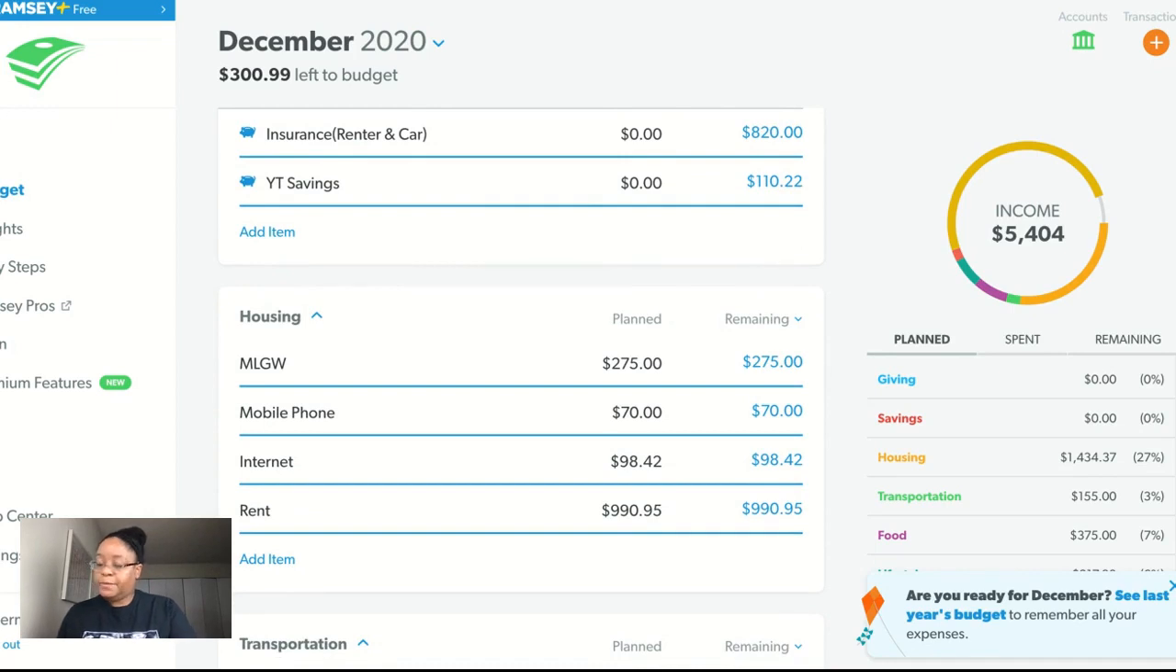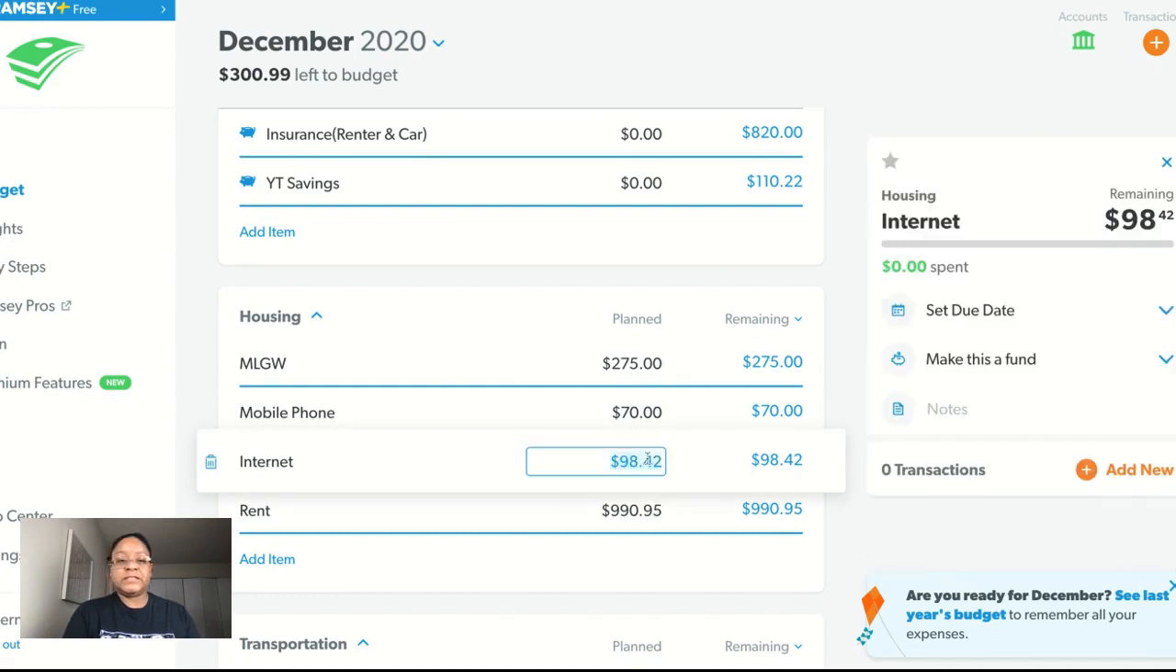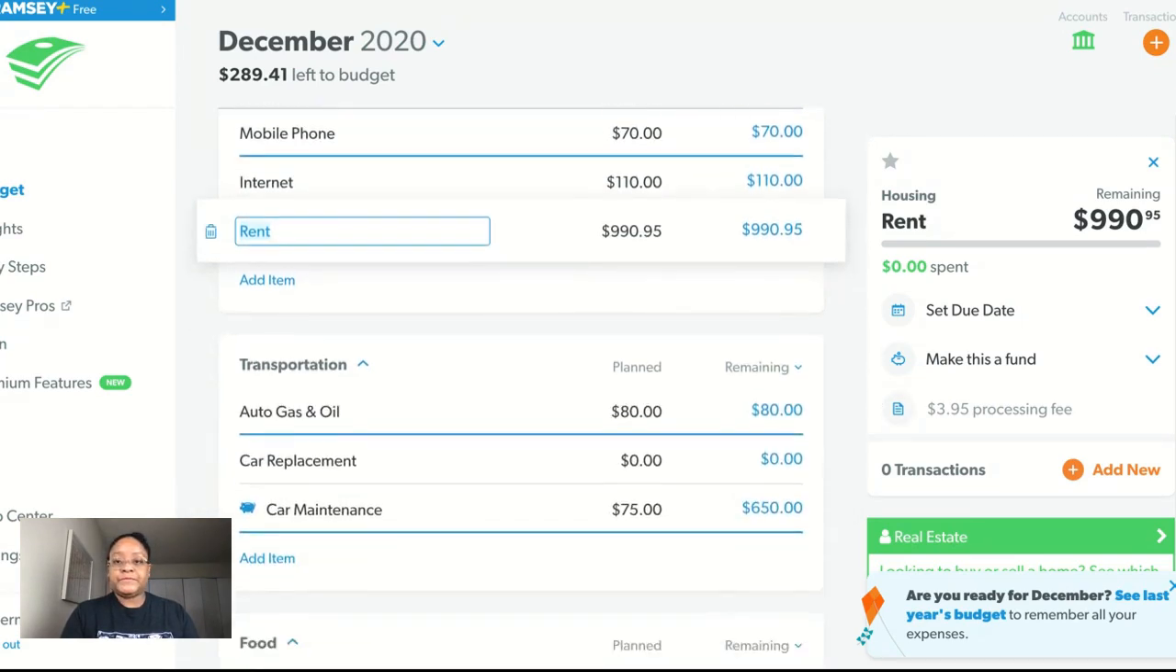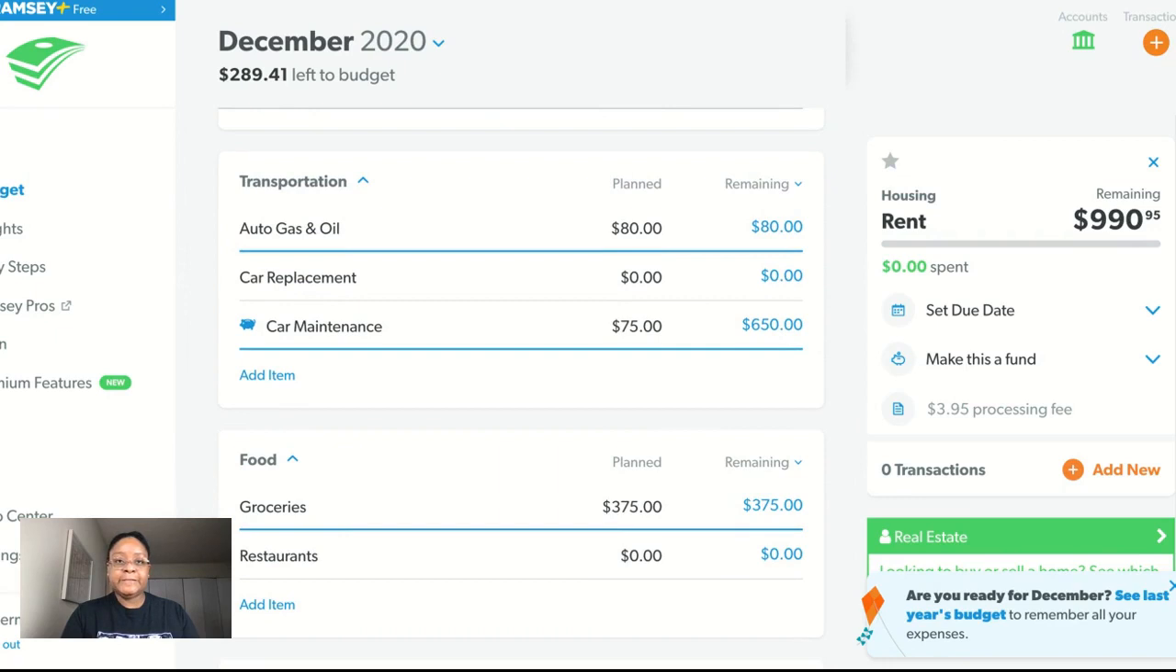And so for my utilities, I'm budgeting $275. My cell phone, $70. Internet, I have $110. I'm expecting this to go up because I got a new Wi-Fi modem, so I think it's going to be higher than $110. My rent is $990.95. And gas, I'm estimating $80.